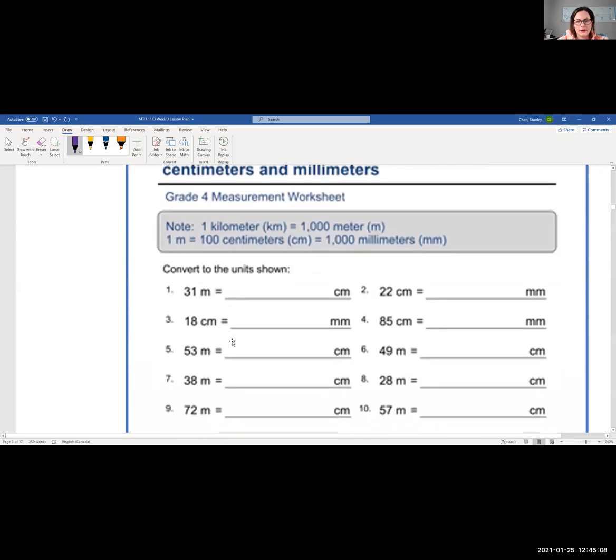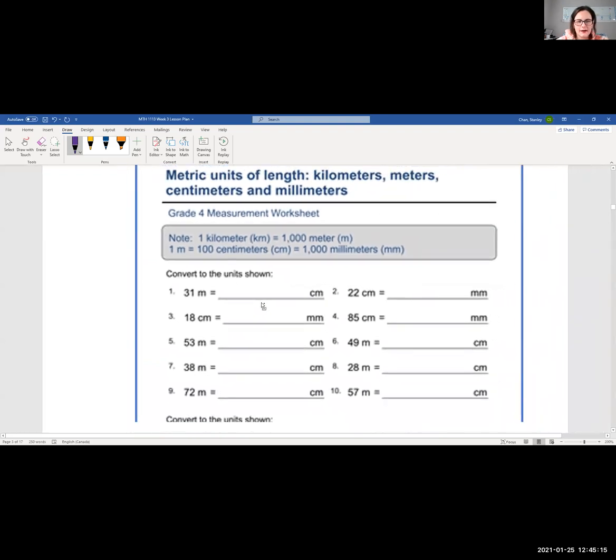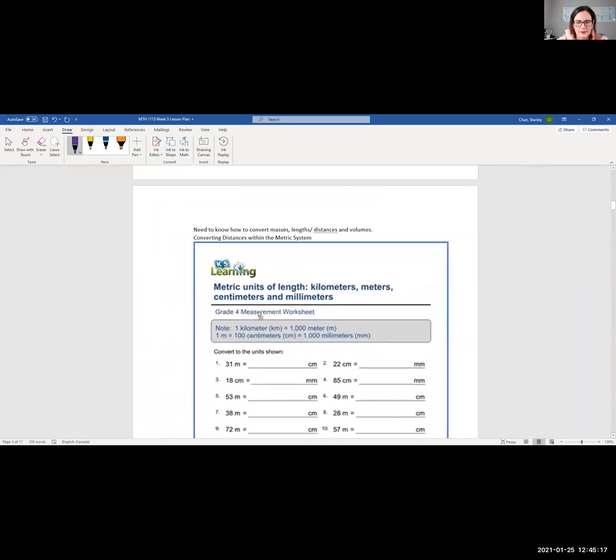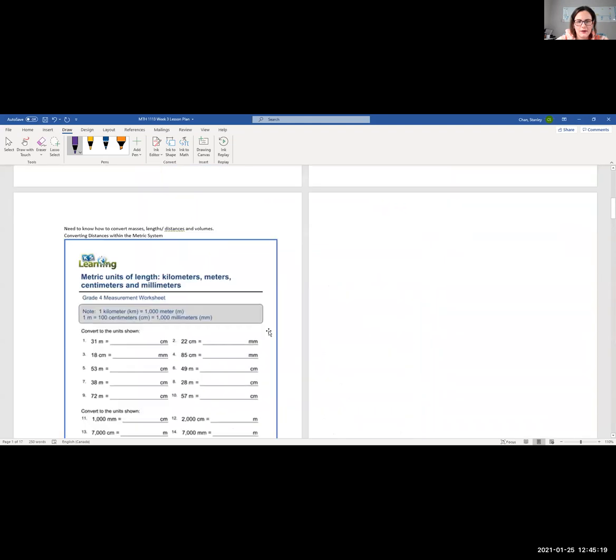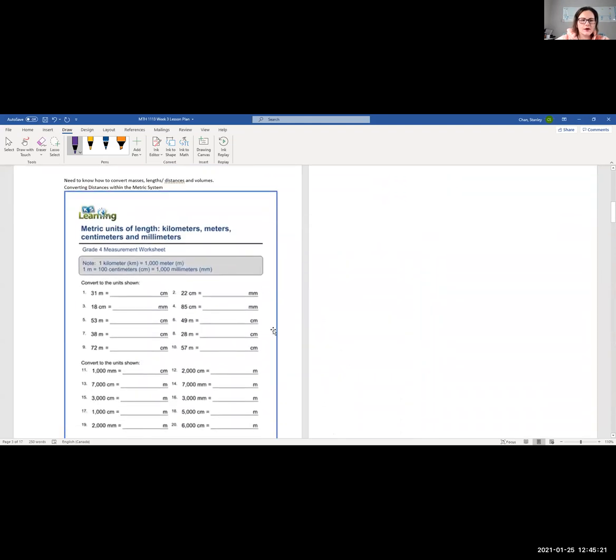But how about converting from meters to centimeters? This is a little fuzzy, but if I scroll out a little bit, it looks a little bit better actually. So here's a couple of practice rounds that we can do together. Number 1 says convert 31 meters into centimeters equals how many centimeters?